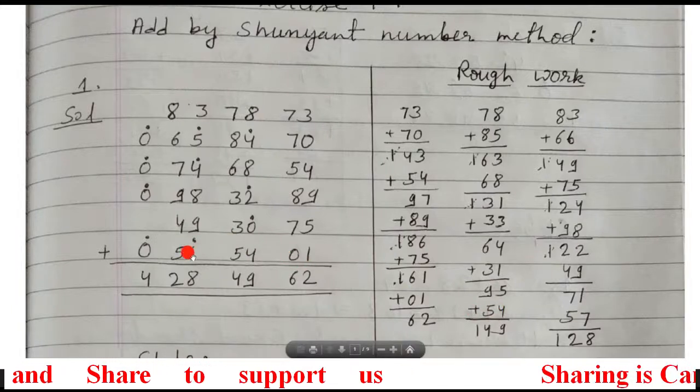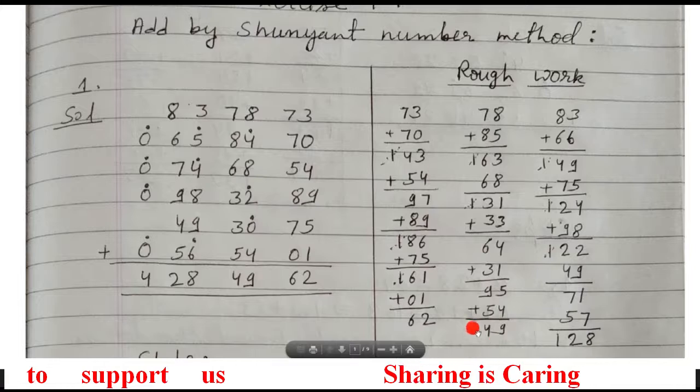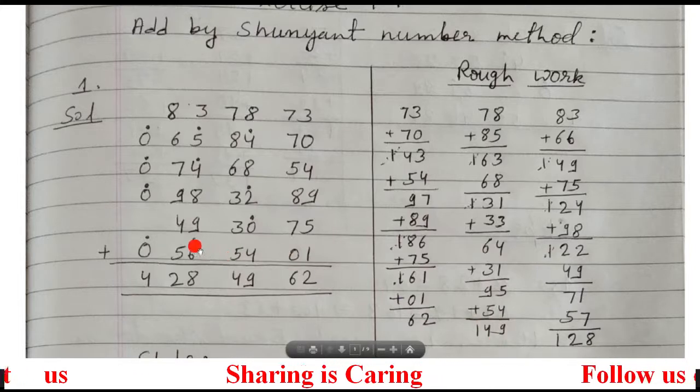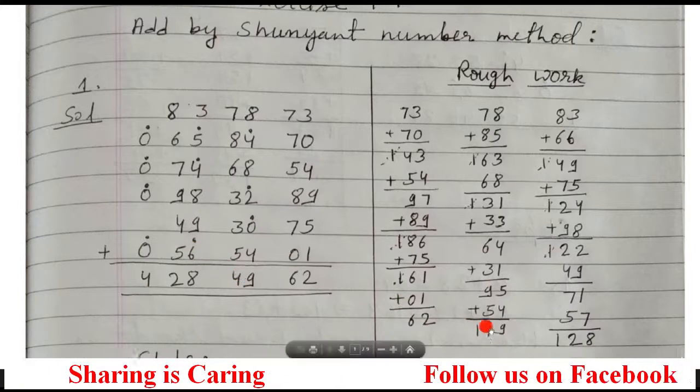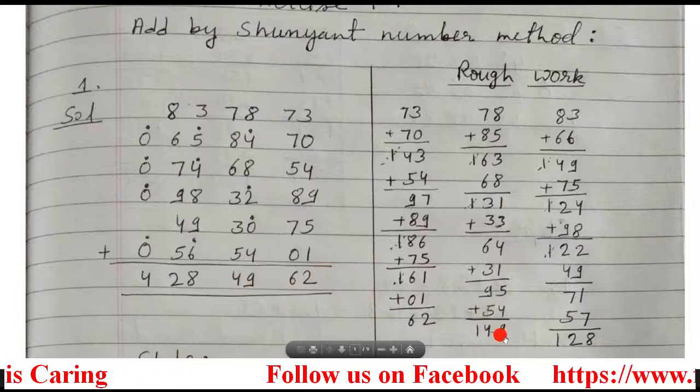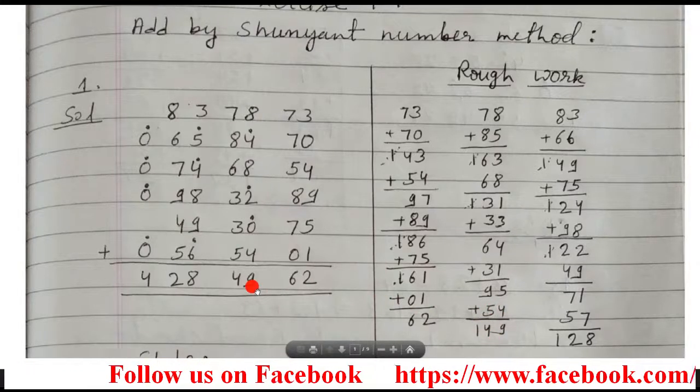So before 54 you have 6 here. So this one will come as ekadika dot here, and only you are remain with 49. So this 49 just write down in answer.